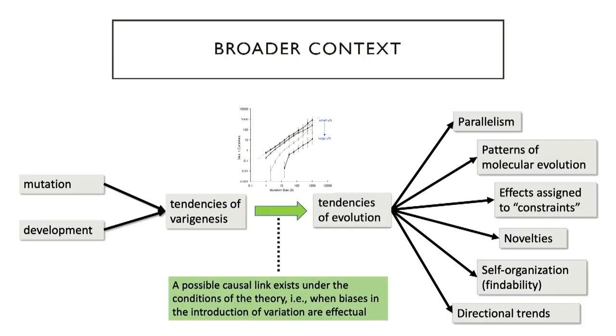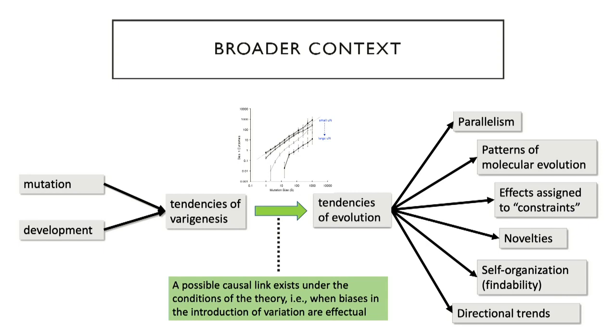So we have at this point, and the broader context, just in the development of evolutionary thinking, is that this theoretical work gives us a warrant to draw a kind of arrow, this green arrow of causation here, between tendencies of variation and tendencies of evolution. That's the arrow that Simpson and the architects of the modern synthesis thought was incompatible with population genetics. And that means in a broader context, we can consider mutational and developmental causes of tendencies and variation and link those potentially to interesting patterns in evolution, like parallelism, self-organization, and so on.